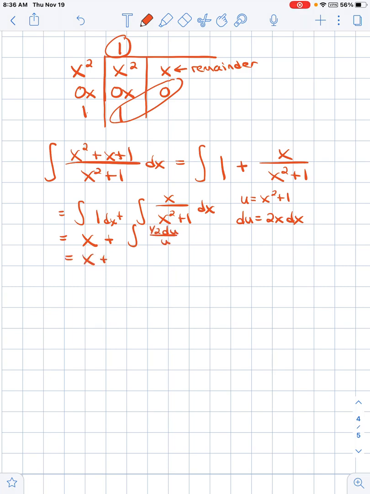If I pull that 1/2 out, now I can say that's the natural log. So it's x plus 1/2 the natural log of u, which was x squared plus 1, plus a constant. So many ways now. We're starting to get so many different ways to find an antiderivative. And there's more to come.